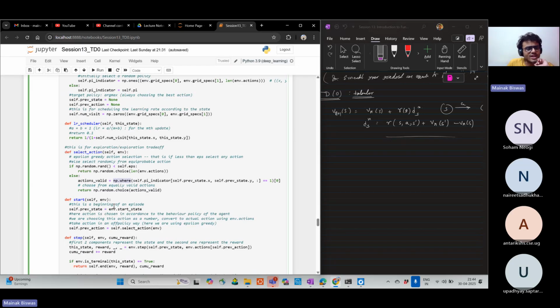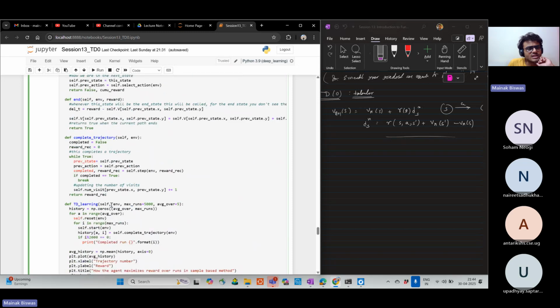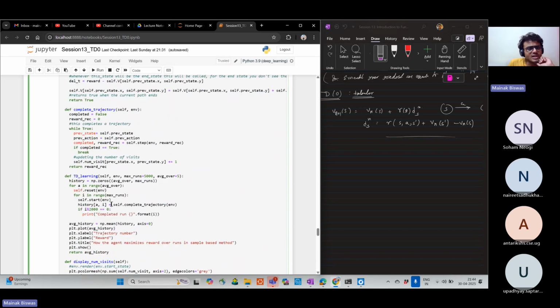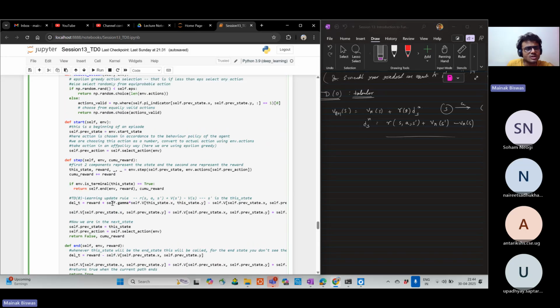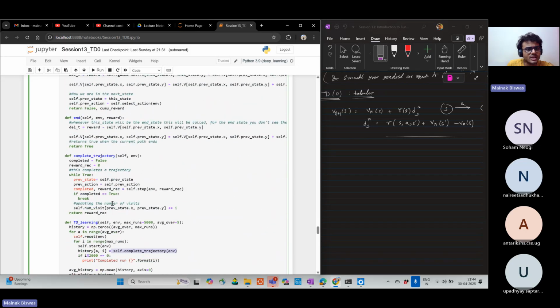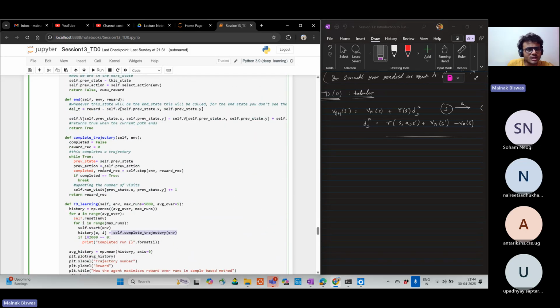Okay, so now I select the action as well. So next, what is it telling me? It's telling me to complete the trajectory for that state. So let's see how we complete this trajectory. Completing the trajectory is basically you just take a step and see if it is completed or not. If it is completed, you go out of the loop. If it is not completed, you say that the current state is visited once. Clear to everyone?